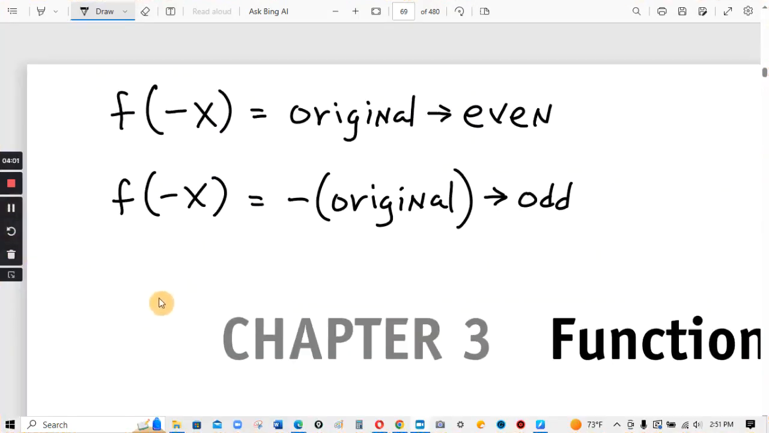All right, so we're going to do more, but a quick summary. If f of negative x equals the original, it's even. If f of negative x equals the negative of the original, it's odd. Okay, and if neither of them work, then it's going to be neither.